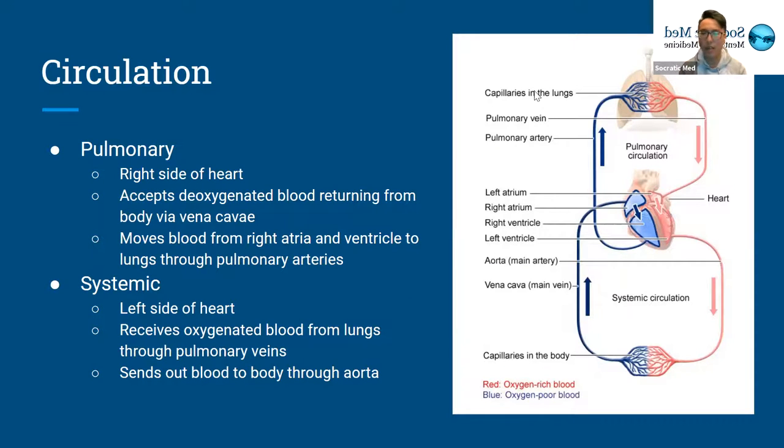Any questions on that? And then this diagram is pretty good too. It also labels the red as the oxygen-rich blood and the blue as the oxygen-poor blood. So I would try to study these as two different circulations. And then once you're comfortable with each one separately, you can combine them together to get the whole circulation of the body.